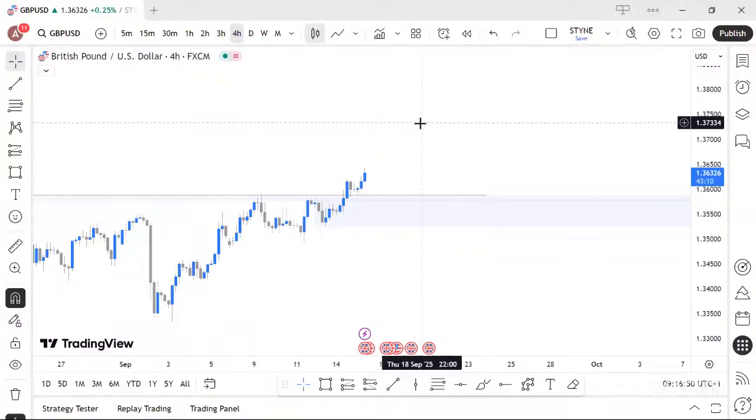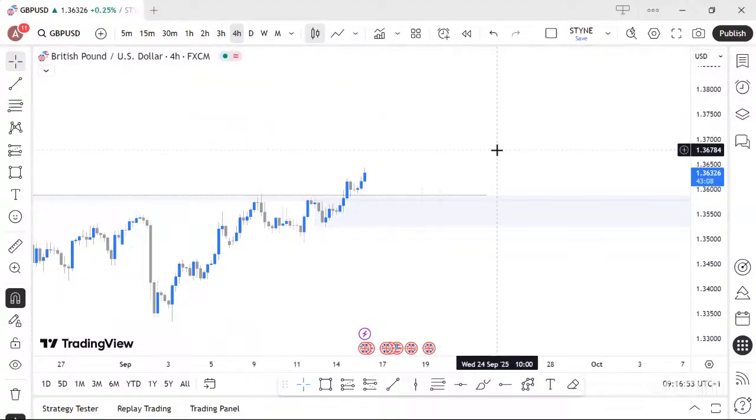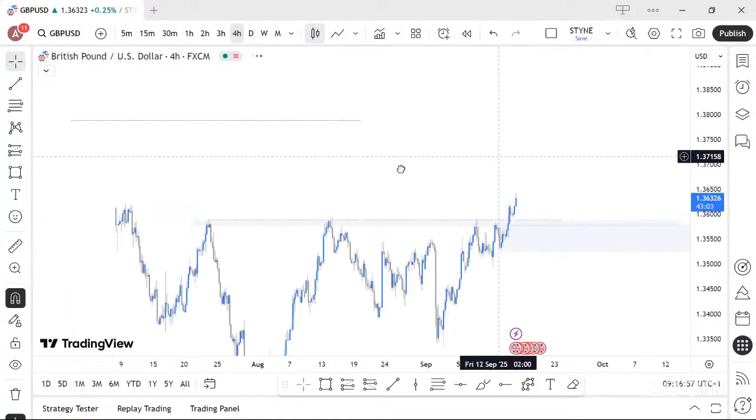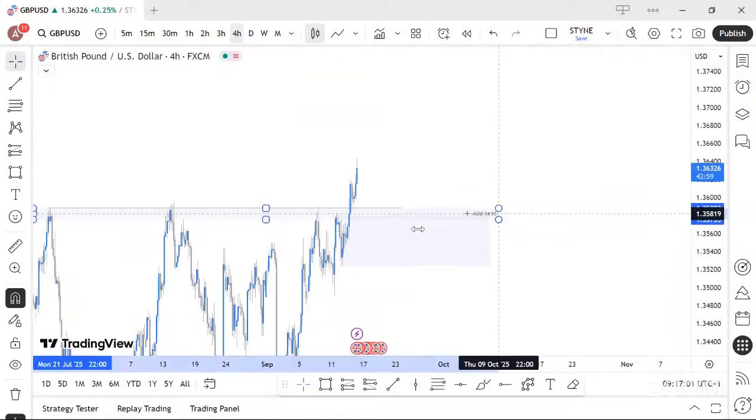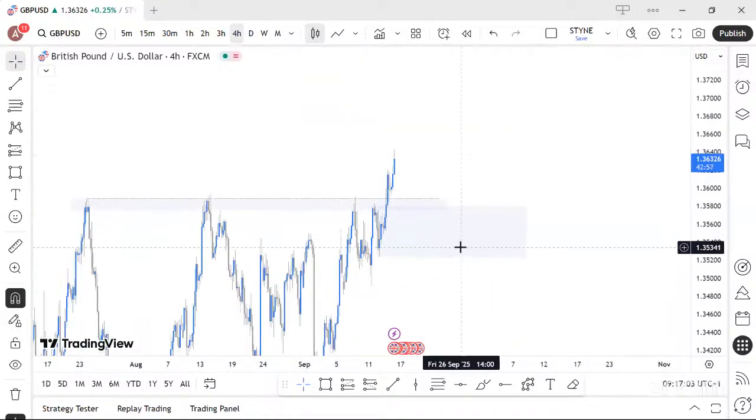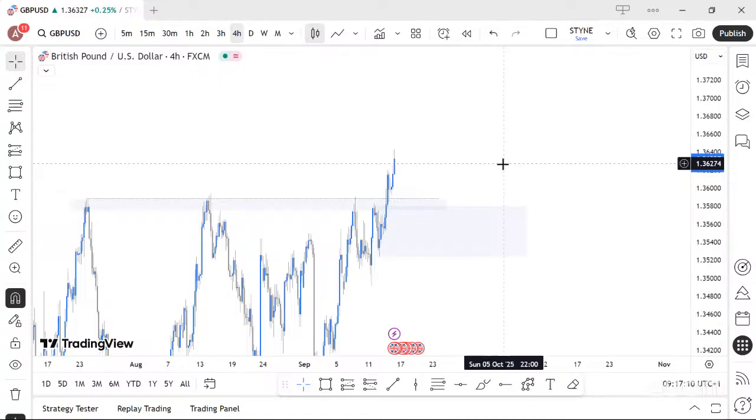We don't have anything right now except if price runs down to that area. Currently I don't have anything. In case you are seeing anything, I don't have anything until price runs back down into this area. So it's important to be very patient. Be very patient when you're in the market, and then you'll be fine. Okay. So that's my view for GBP USD.